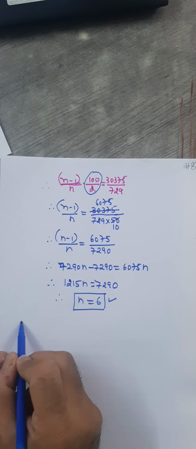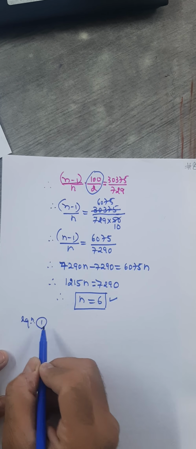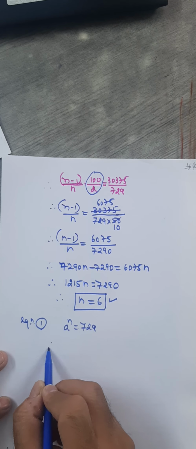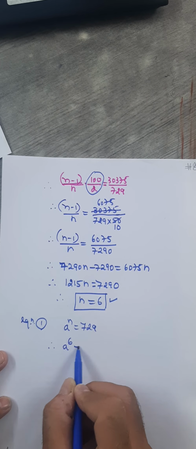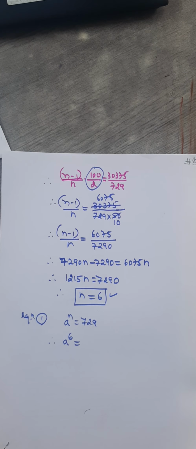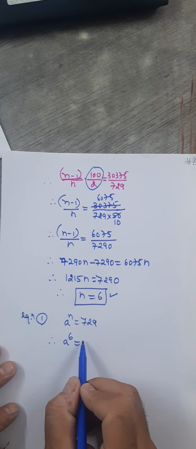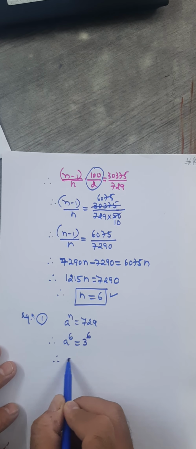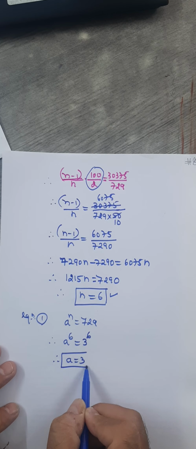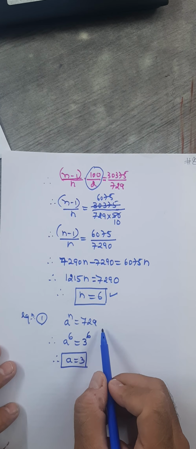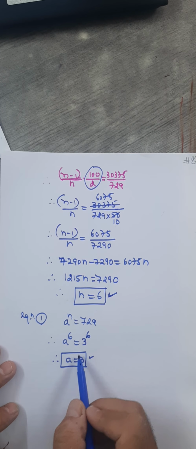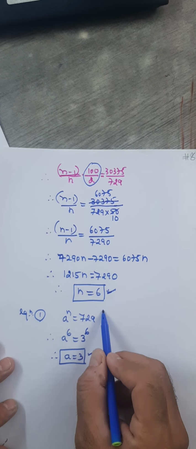Now go to equation number 1. In equation 1 we have a raised to n equals 729. So a raised to 6 equals 729. Now 729 can very easily be written as 3 raised to 6, and therefore a must be 3. Fine. Now you have a, you have n, so you can put into equation number 2.